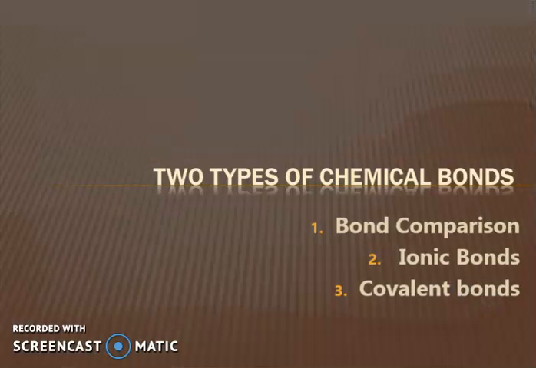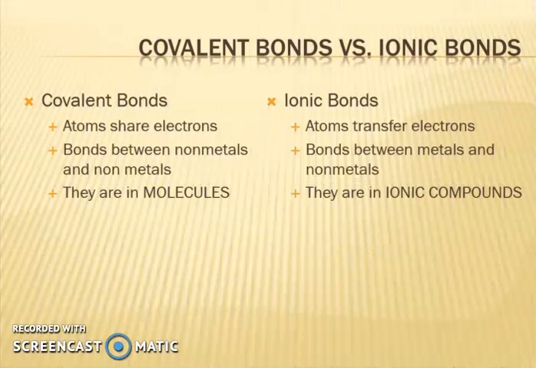Okay, so bond comparison. Let's talk about what covalent bonds and ionic bonds are. Covalent bonds are atoms that share electrons. That's what our Lewis dot structures have been showing: how they hang on to each other's electrons so that they have 8 electrons around each one, except hydrogen, of course, which only has 2. These are bonds between nonmetals and nonmetals, and we call these molecules. When they share electrons, they are molecules.